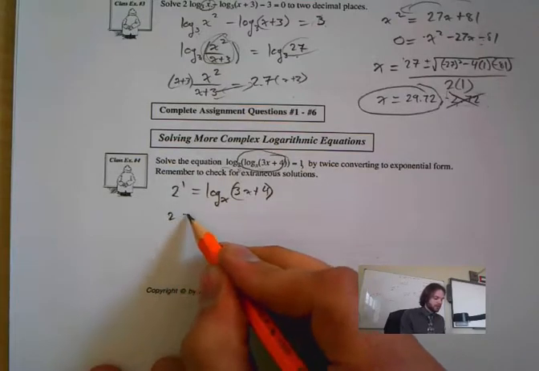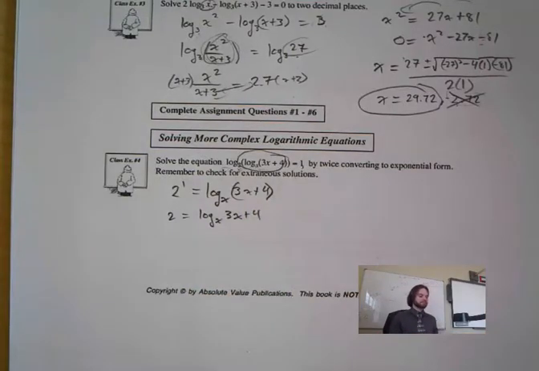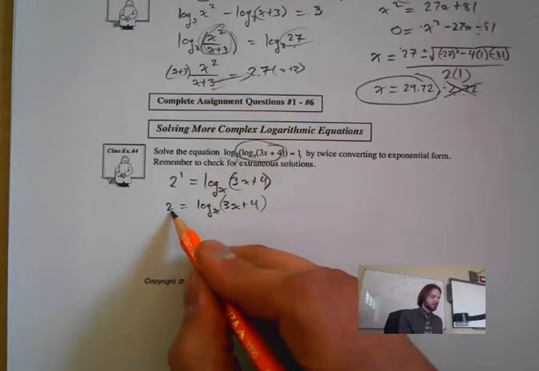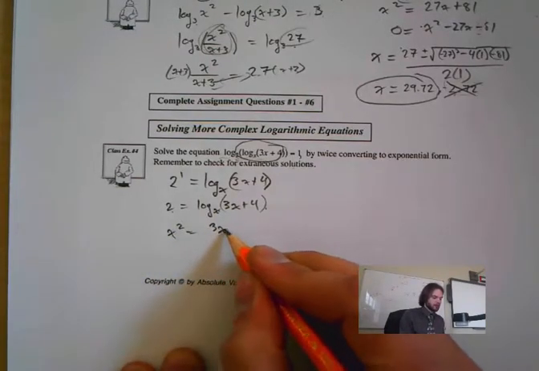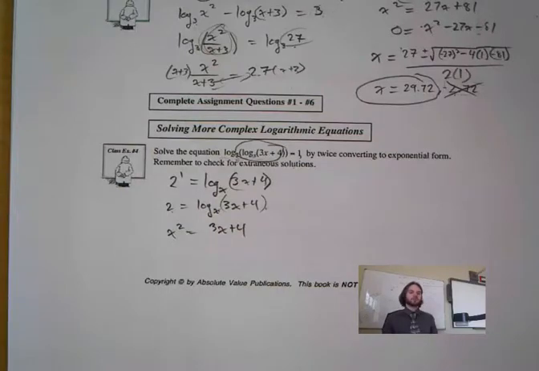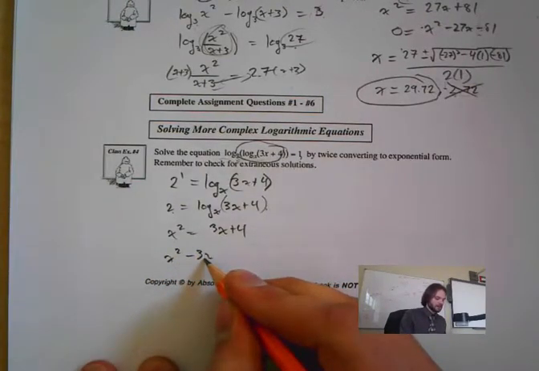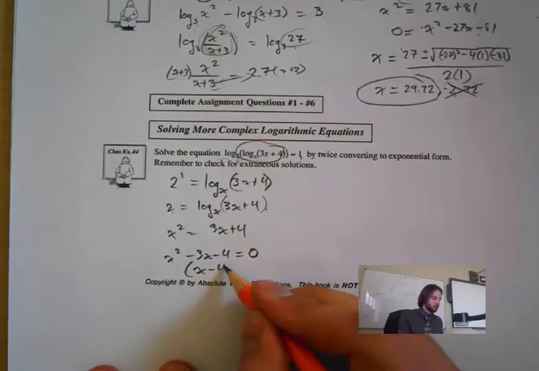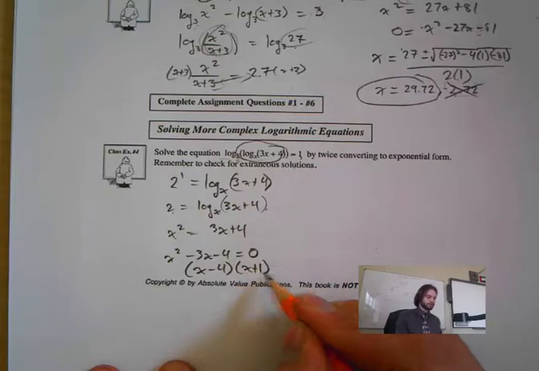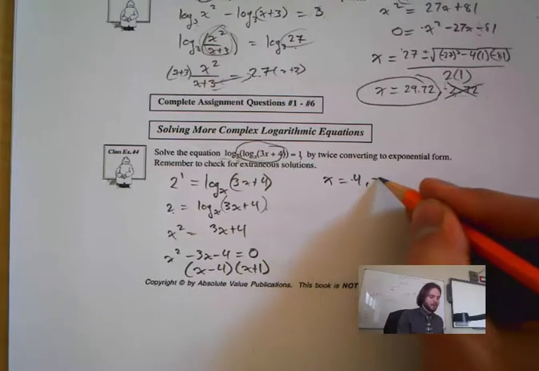So we have 2 is equal to log base x of 3x plus 4. Now we know x to the power of 2 must equal to that. So x squared is equal to 3x plus 4. So now we've gone into exponential form twice. First exponential form, then exponential form again. Now we're going to make that equal to 0, so I get x squared minus 3x subtract 4 is equal to 0. I'm going to factor this. I'm going to get x minus 4 and x plus 1. So my two answers are x could equal 4 or negative 1.